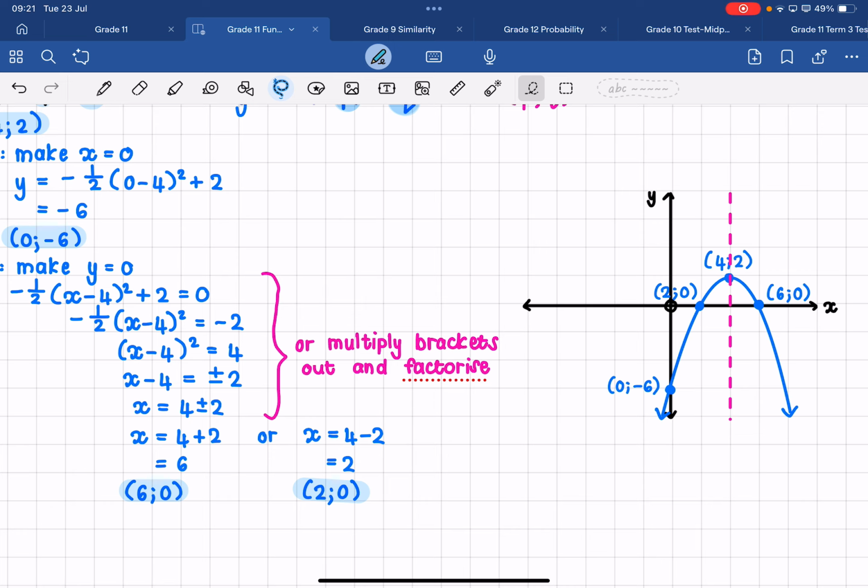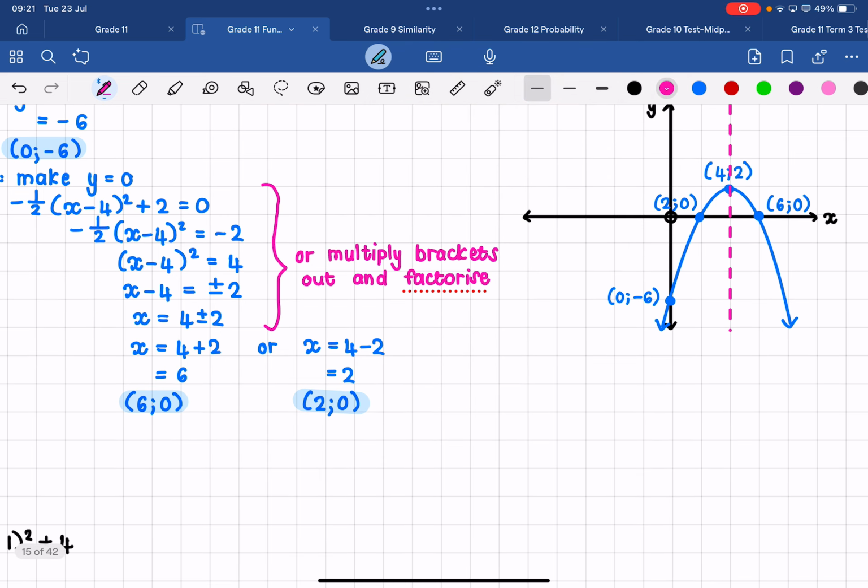A vertical line that goes through the turning point. So the pink line that I've drawn there is the axis of symmetry. I'm going to abbreviate it as AOS, like that. So for a parabola, it's always a vertical line. And when I say vertical, I mean that it is perfectly vertical. It's basically parallel to the y-axis, so it has the same gradient as the y-axis.